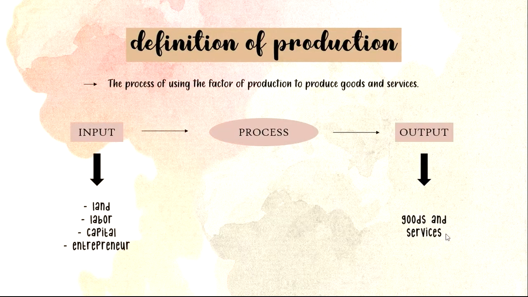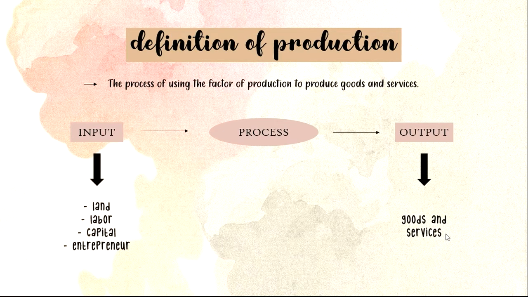We move to the definition of production. The definition of production is the process of using the factors of production to produce goods and services. So, as you can see, from the input, we process it to become the output. The input was the factors of production that are used in the production process. Examples of factors of production are land, labor, capital, and entrepreneur. The output is the finished product we get at the end of production, such as goods and services.